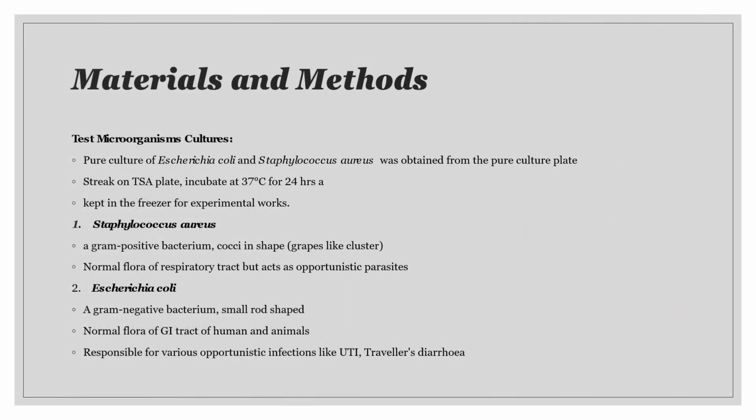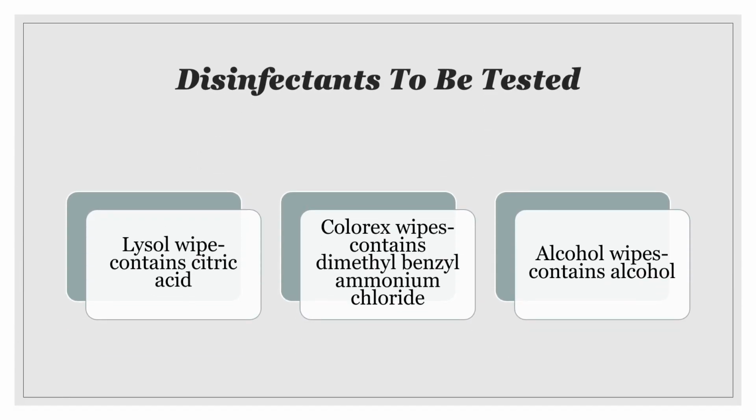Now, moving on to the materials and the method. Two different bacteria were used. One is Staphylococcus aureus, which is gram positive, and the next one is E. coli, which is gram negative. They both are normal flora of the human body and act as opportunistic pathogens. The disinfectant wipes that were used were the Lysol wipe that contains citric acid, the Clorox wipe that contains dimethyl ammonium chloride, and the alcohol wipe that contains alcohol as an active ingredient.